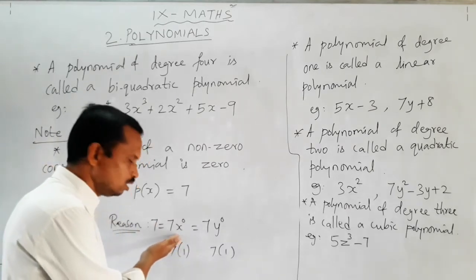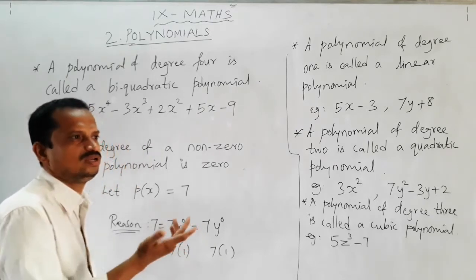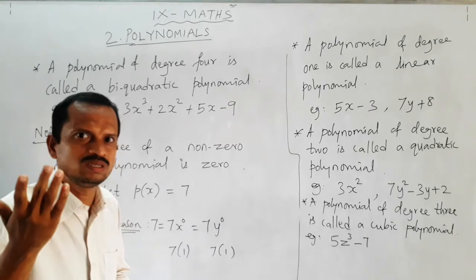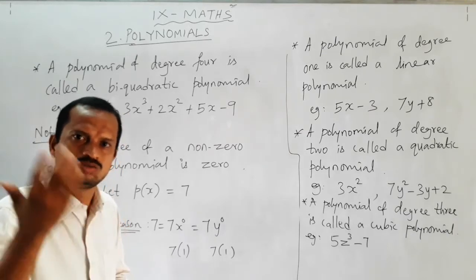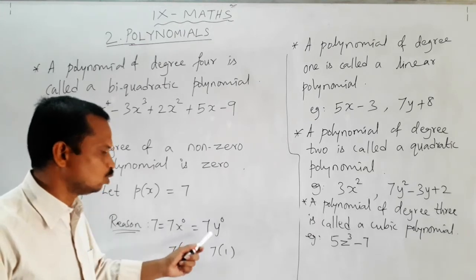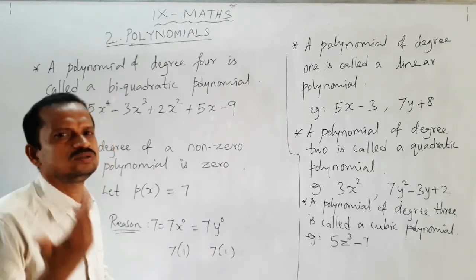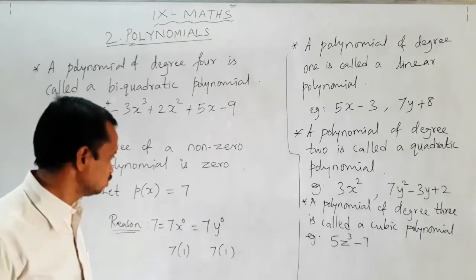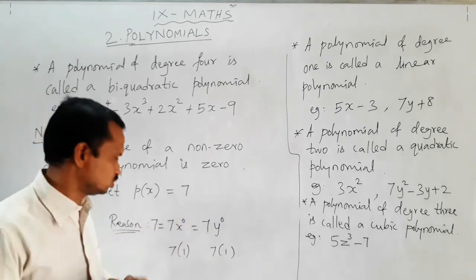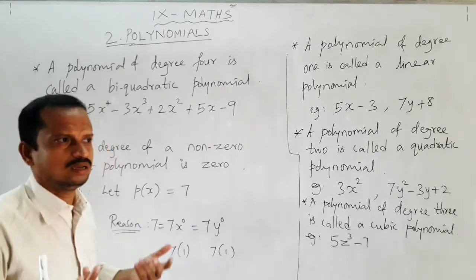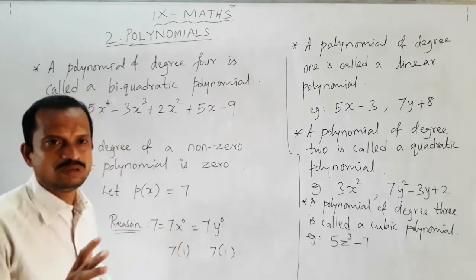Then this is called the degree is 0. If it is x square, then we can say the degree is 2. If it is y cube, then we can say the degree is 3. That is the highest power, 3. But here x power 0, y power 0, any variable with power 0, we can say for any non-zero constant. So I take here 7 as a constant. So 7 you can write as 7 into x power 0, 7 into y power 0. Anyway you can write, but the exponent should be 0.